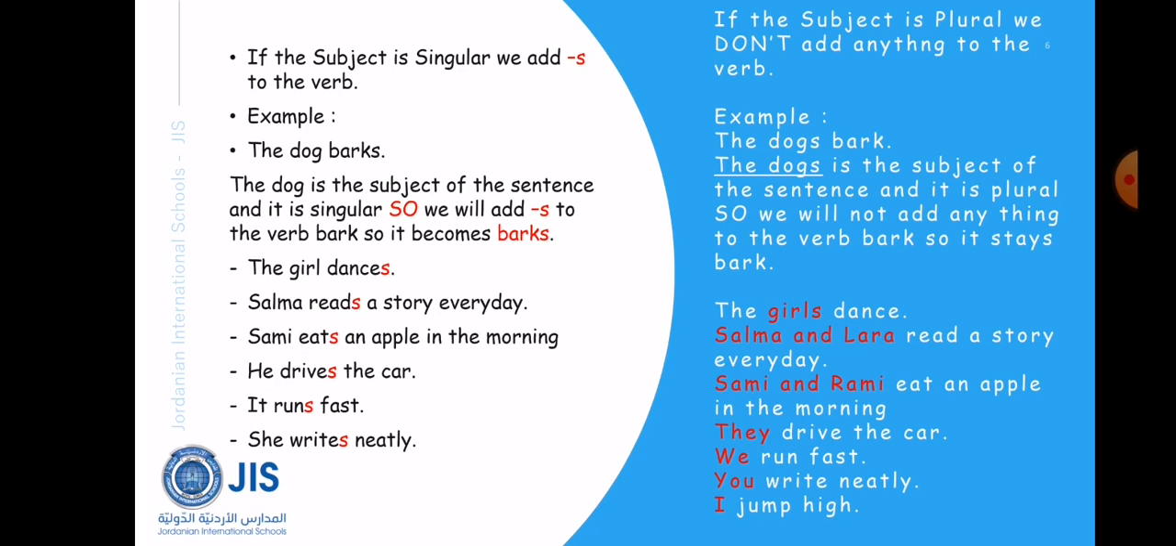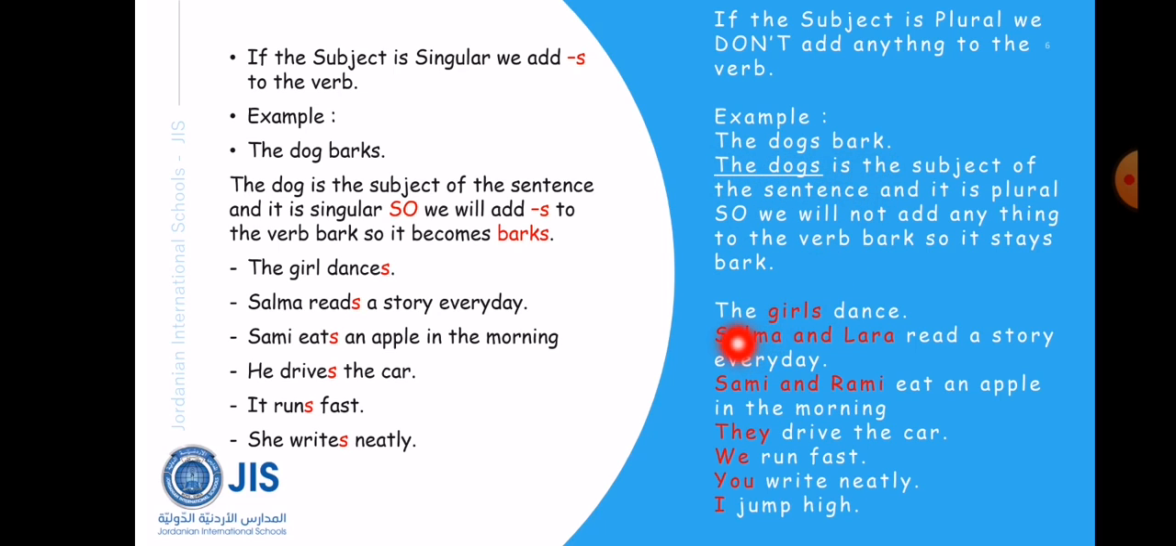Let's look at this. If the subject is plural, we don't add anything to the verb. Example, the dogs bark. The dogs bark. The dogs, teacher, is the subject of the sentence. And it is plural. Excellent. So we will not add anything to the verb bark, so it stays bark. So the sentence is going to be the dogs bark.